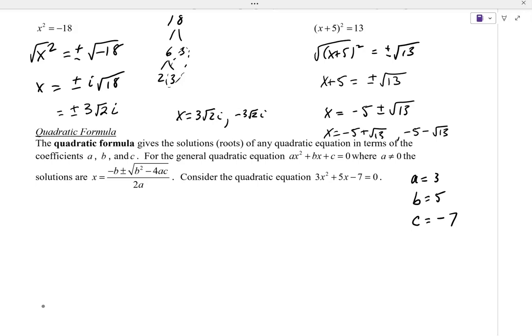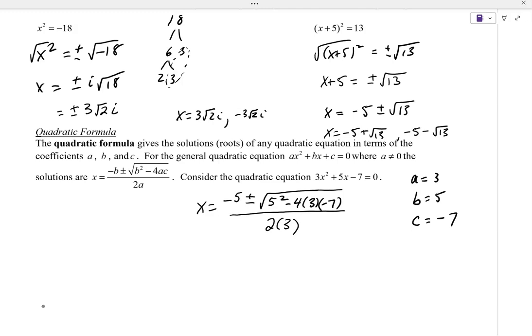So now we'll use our quadratic formula. It says do the opposite of b. So b is 5, so we have negative 5. Get plus or minus b squared. So 5 squared minus 4 times the a is 3 times the c is negative 7. And then it's all over 2 times 3.